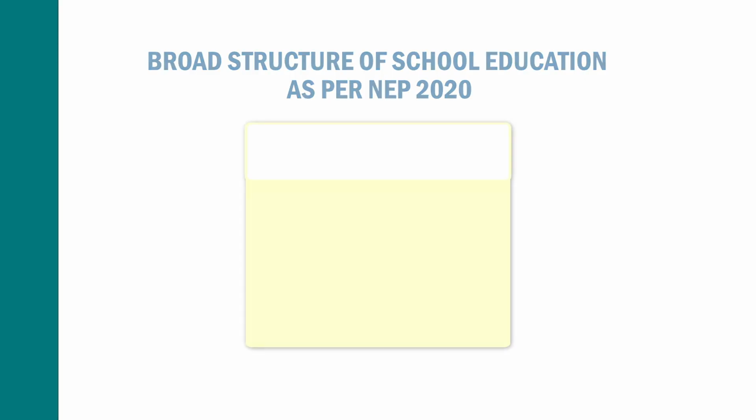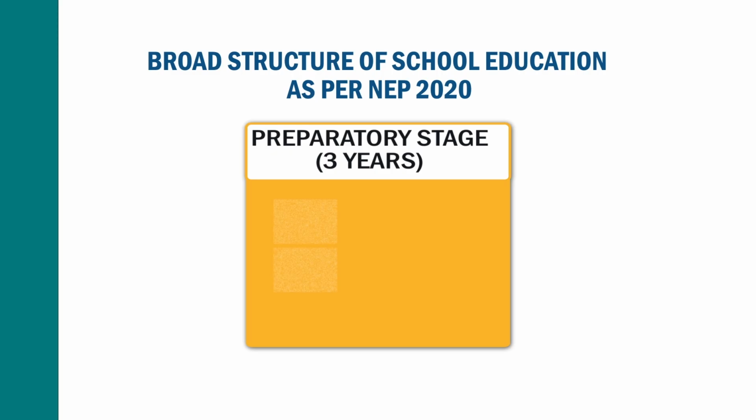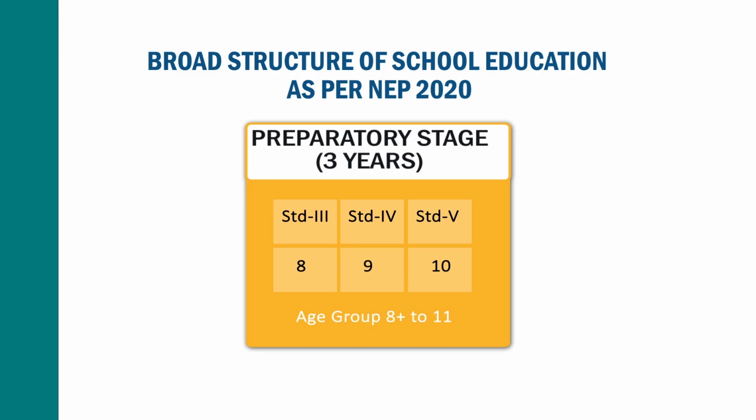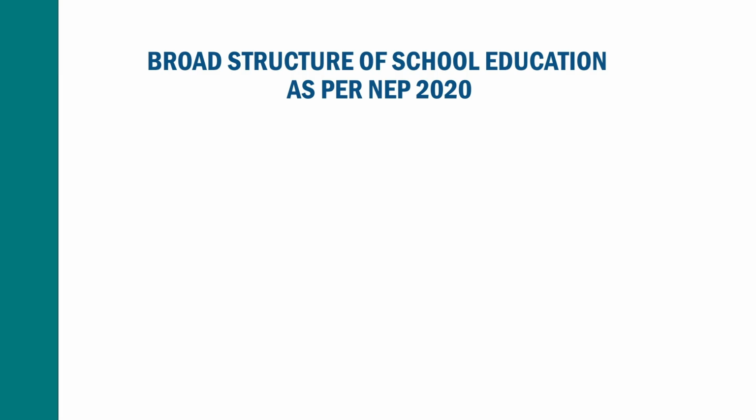Then further, the second stage of school education as per the National Education Policy 2020 is 3 years of schooling, that is the preparatory stage. It includes 3 standards or 3 classes, that is standard 3, standard 4 and standard 5, or class 3rd, class 4th and class 5th. And the age appropriation starts from age group 8 plus to 11. That means at the age of 8, the students will continue in standard 3. At the age of 9, they will be in standard 4. Then at the age of 10, they will be in standard 5th.